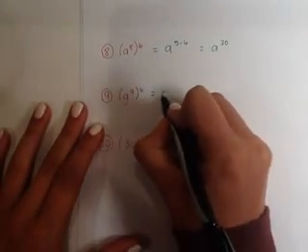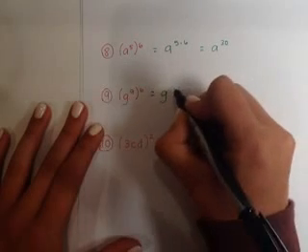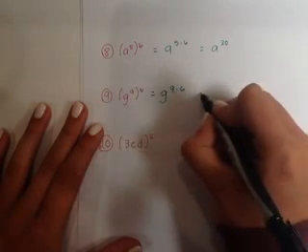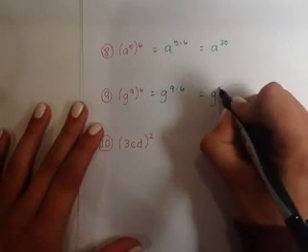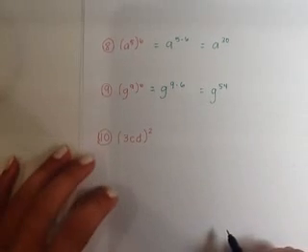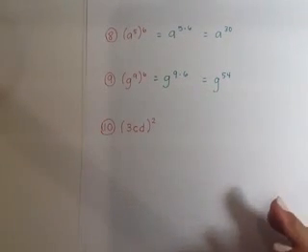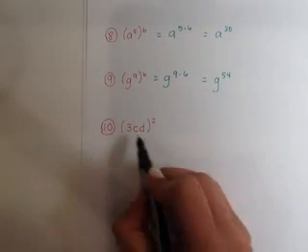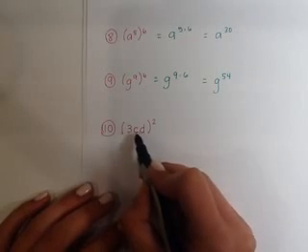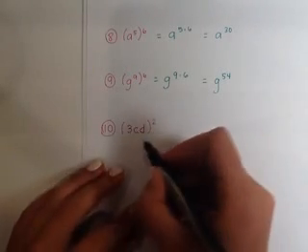Our base is g, power to a power. 9 times 6 is 54, g to the 54th power. Okay, this is where it's a little more difficult. We have a product going on here. We have 3 things being multiplied, so we need to separate those.